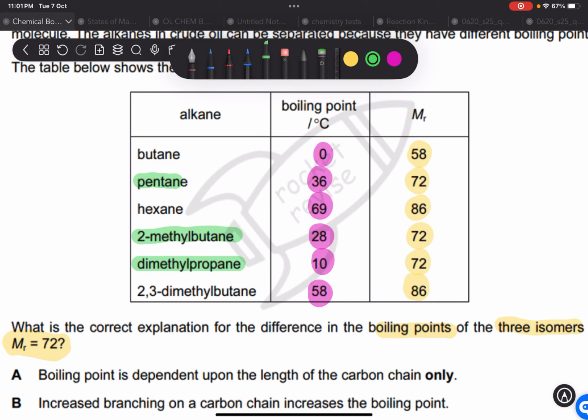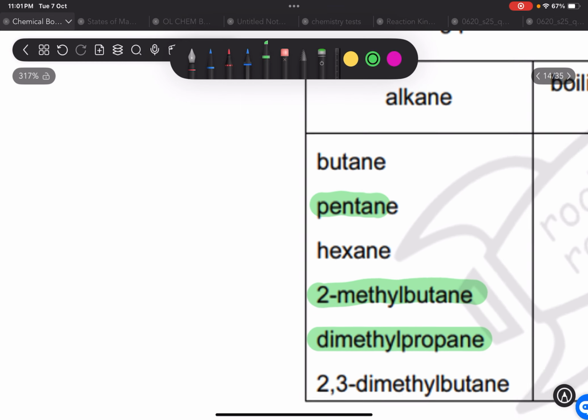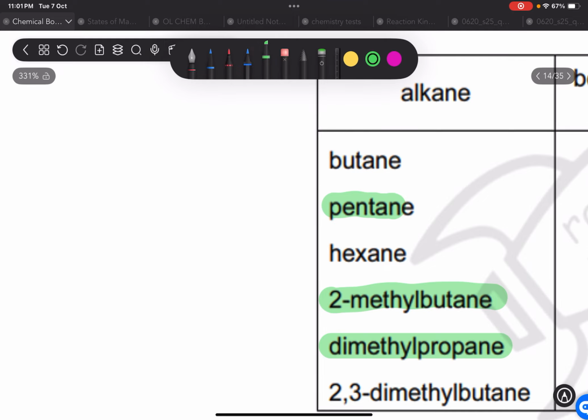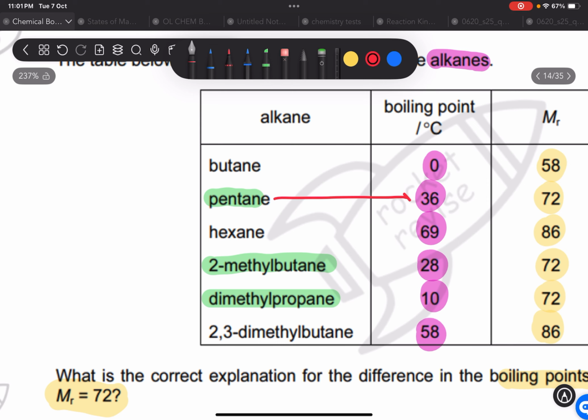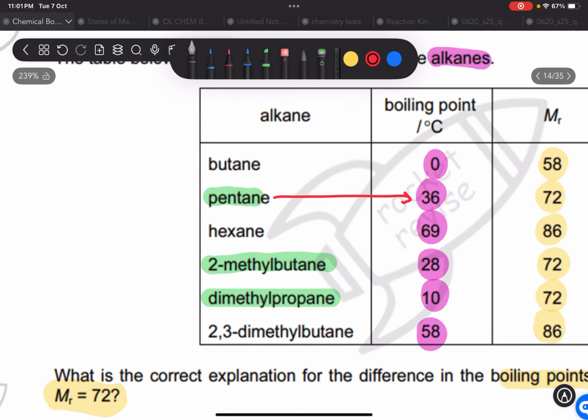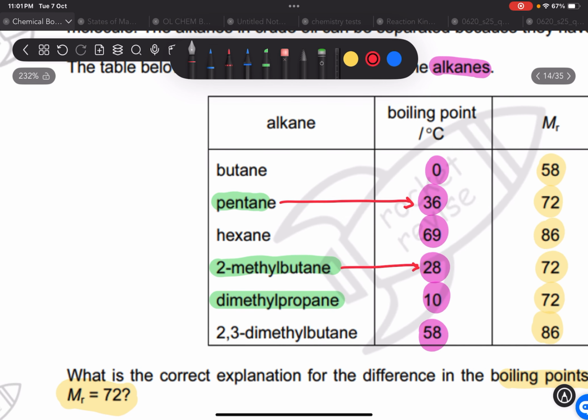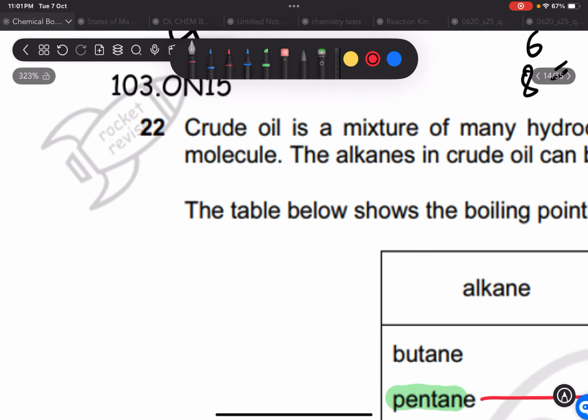I personally believe that I can better explain this to you guys if I draw the structures. So firstly, I'm going to draw each structure so that I'm able to explain why pentane has a boiling point of 36, but 2-methyl butane has 28 and dimethyl propane has 10. So first, let's draw the structure of pentane.